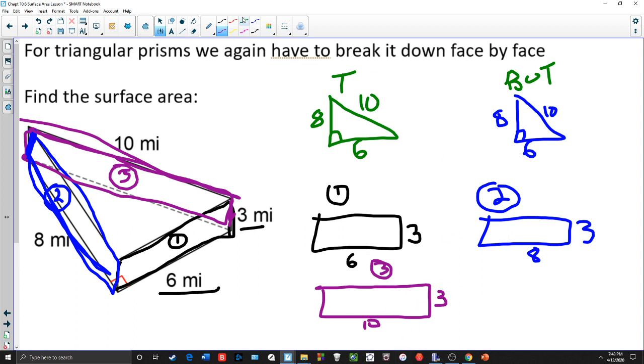Now, if you notice here, in a triangular prism, there's something that happens. All 3 rectangles should have one number shared between them. In this case, 3, 3, and 3.